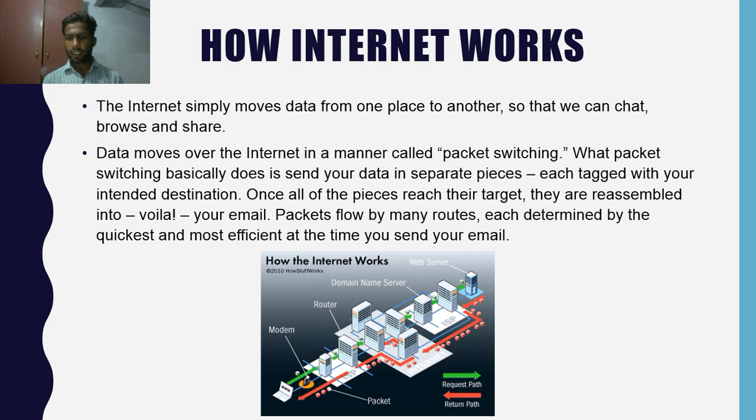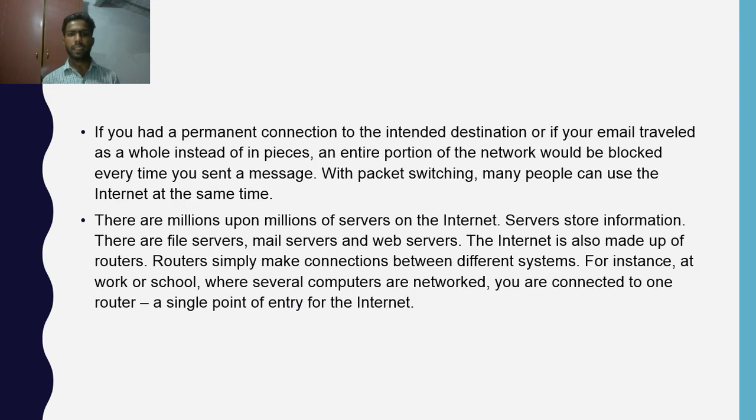Packets flow by many routes, each determined by the quickest and most efficient at the time you send your email. If you had a permanent connection to the intended destination, or if your email traveled as a whole instead of in pieces, an entire portion of the network would be blocked. Every time you send a message with packet switching, many people can use the internet at the same time.